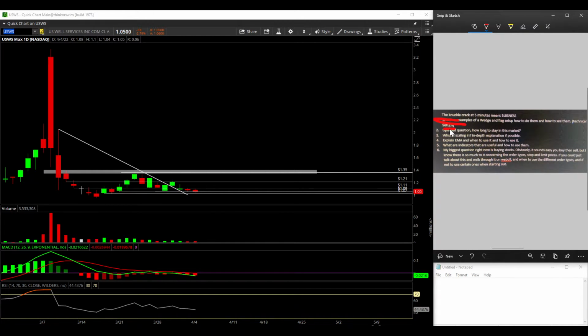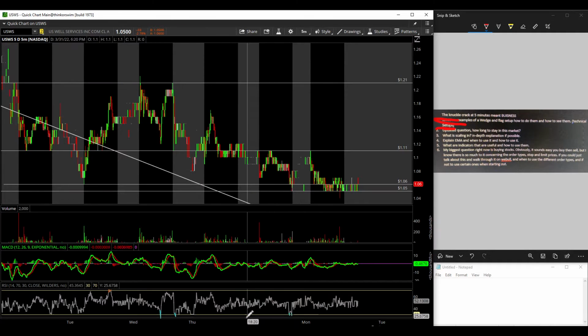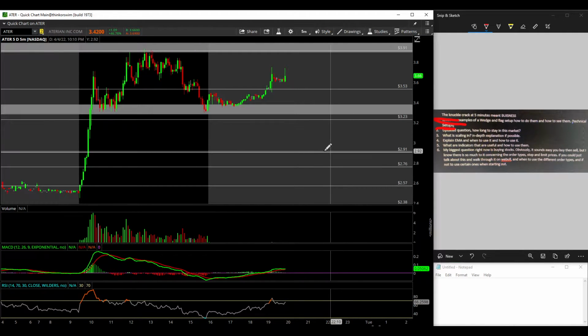Alrighty, now moving on. What is scaling in and out in depth? Perfect. So scaling in, this can be used on any time frame, but we're going to go for intraday just because it'll make a little more sense, I'm assuming.